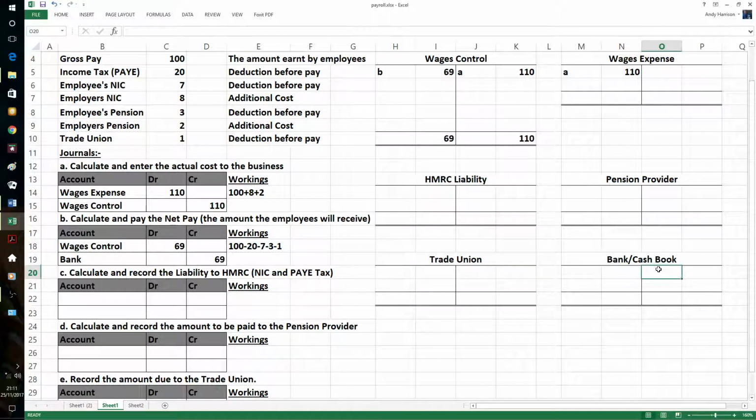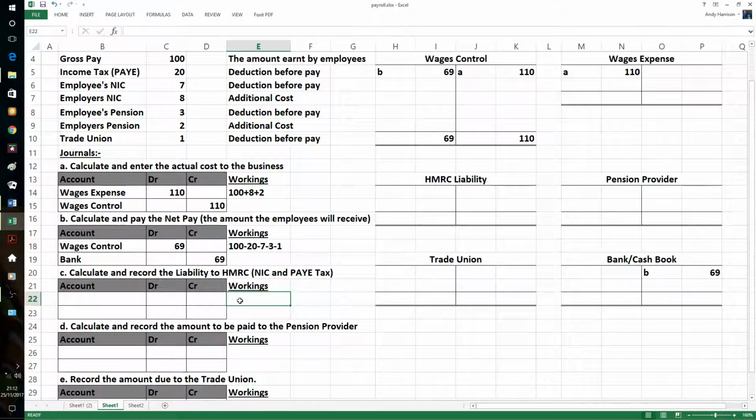That's that one going in. Just money coming out of the bank or the cash book. Then, because we paid them, we now owe some tax. We've taken it out of their wages, we owe it to the government, and our own contributions become active on the date that we actually pay them.